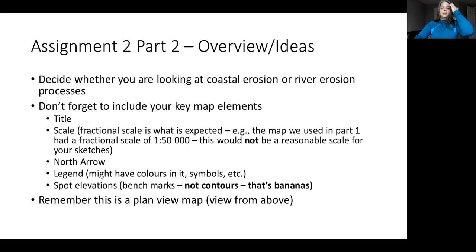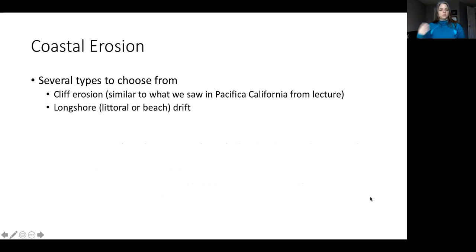So again, to give you some ideas about those, what you might do. So for coastal erosion, you could do cliff erosion. So that's similar to what we saw in that video on Pacifica, California, where they had that drone flying across and those houses were falling in. And again, you could look up some work on Pacifica, California to find the average rates for that, to sort of decide how much time you need to have between each of your sketches.